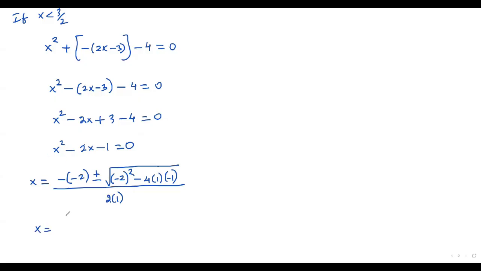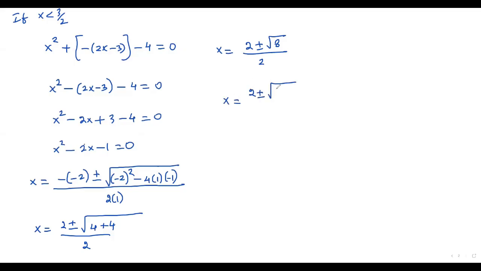Okay, then we get x = negative times negative will become positive, that is 2, positive or negative square root of the value of this negative 2 to the whole square, which is just 4. When I multiply −4, 1 and −1, I'm getting positive 4, divided by 2 times 1, which is just 2. Then I'm getting x = 2 positive or negative square root of 8 over 2. Then square root of 8 can be written as 4 times 2, over 2. So 4 is a perfect square. When it comes out of the square root, it will be 2. Then we get 2 times square root of 2 over 2.